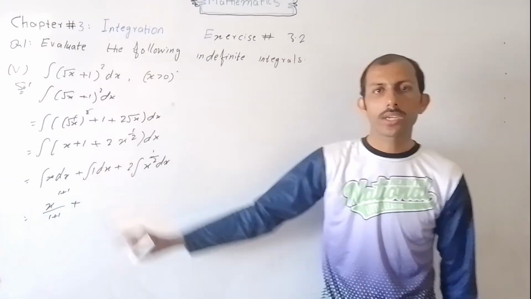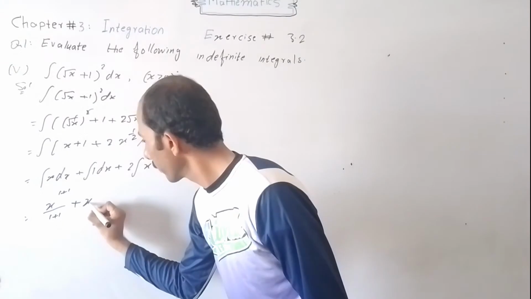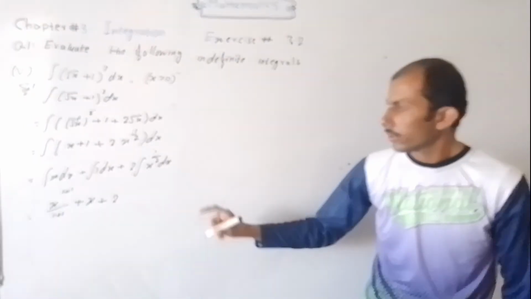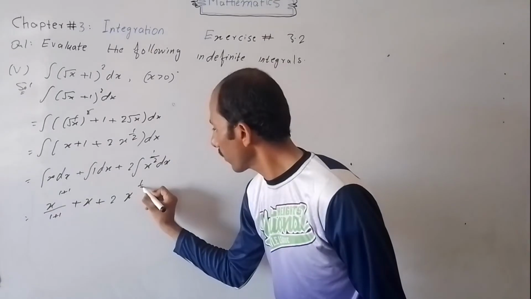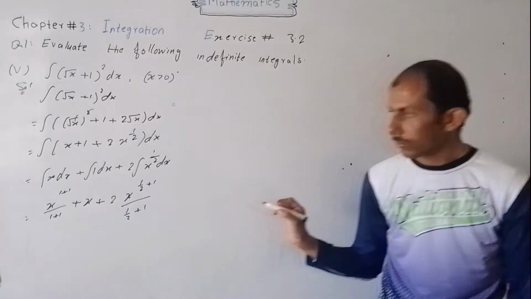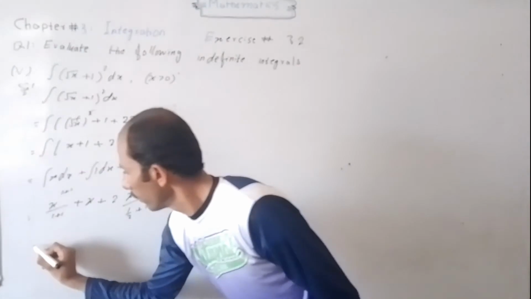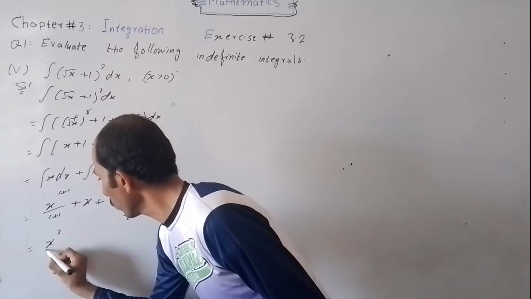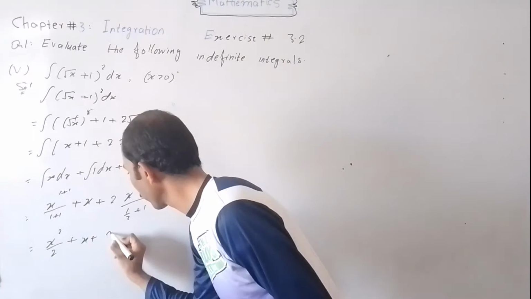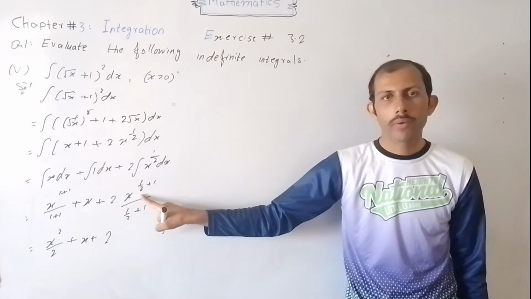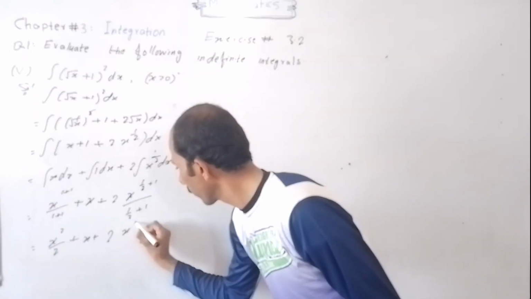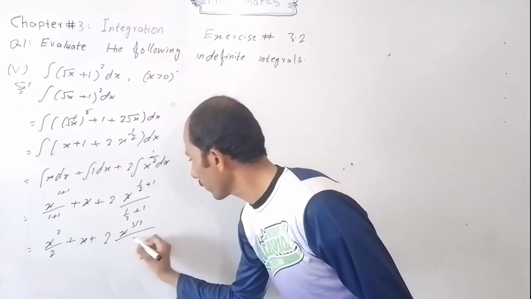The derivative of 0 is a constant, so the integral of 1 is x, plus 2 times, x power 1 divided by 2 plus 1 divided by 1 divided by 2 plus 1, which is equal to x power 2 divided by 2 plus x plus 2. x power 1 divided by 2 plus 1 is equal to x power 3 over 2 divided by 3 divided by 2.